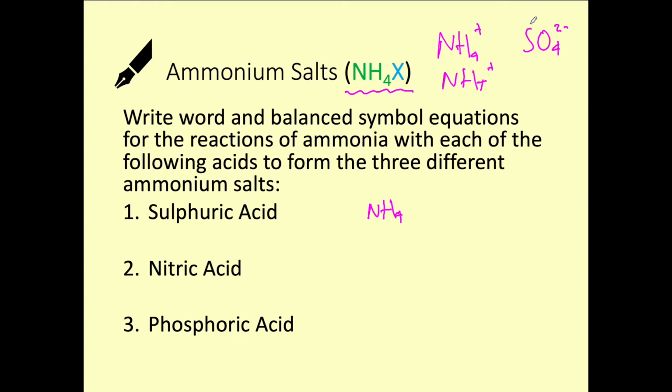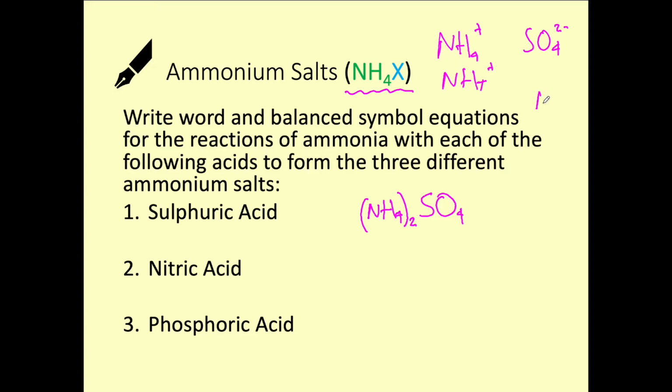The +1 +1 -2 adds to make 0. So we always need it to make 0. So we're going to put the NH4 in brackets and a little 2 after it. And that 2 tells us we've got 2 lots of everything in those brackets. And then SO4 is our sulfate component.